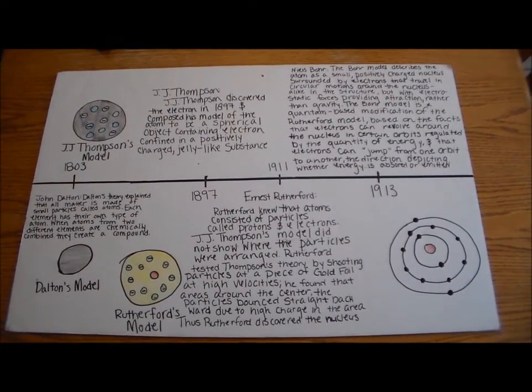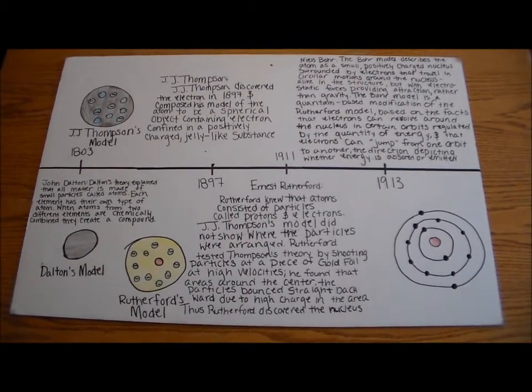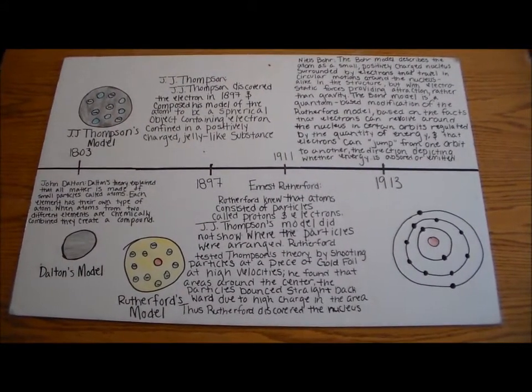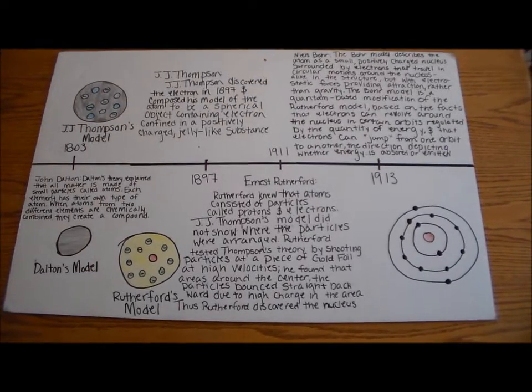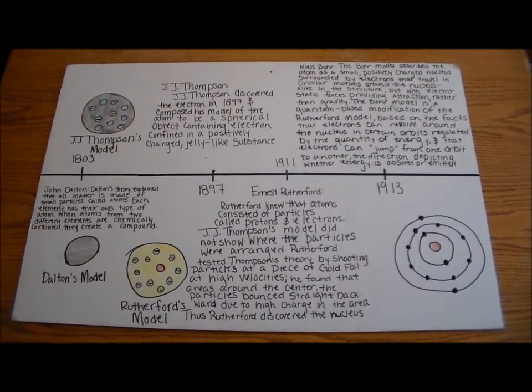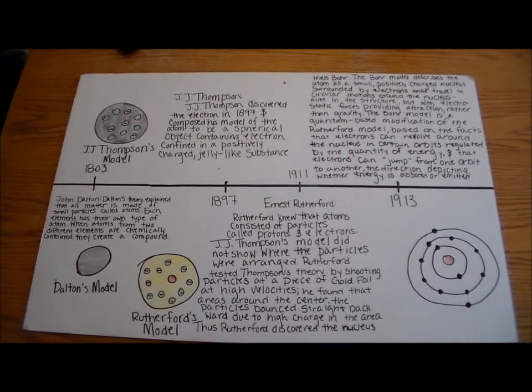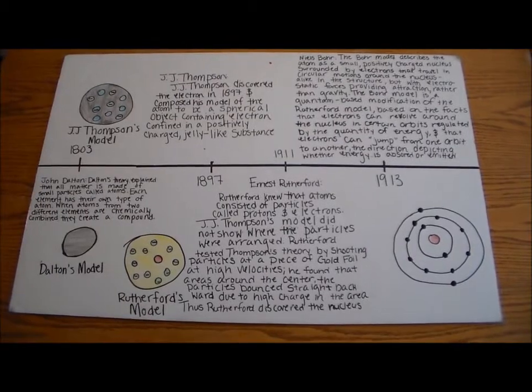The number of protons in the nucleus determines the identity of the atom. For example, all carbon atoms contain 6 protons. All gold atoms contain 79 protons. All lead atoms contain 82 protons. Two atoms with the same number of protons but different numbers of neutrons are called isotopes.